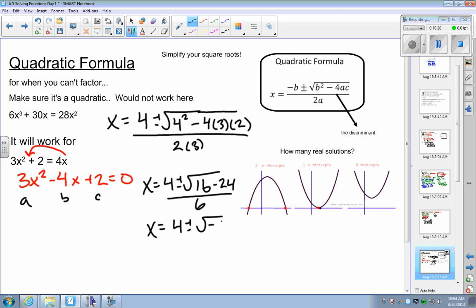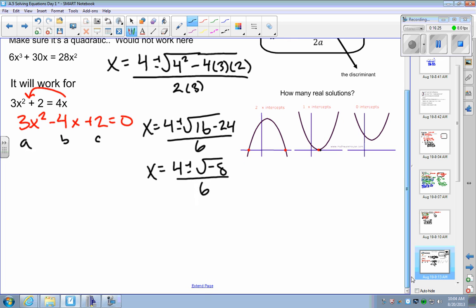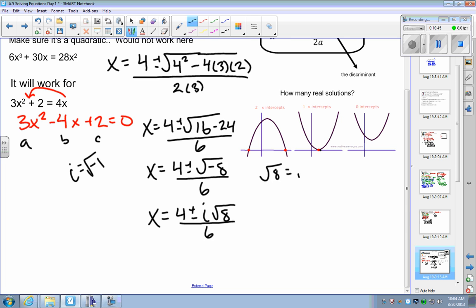So this is the square root of negative 8 over 6. Now we're running into some complex number stuff again. You guys will remember we can pull out an i and make this the positive square root of 8, because we know i is equal to the square root of negative 1. Now you don't want to leave a square root of 8 because it has a perfect square in there, so simplify the radical. So 4 plus or minus 2i square root of 2, all over 6.